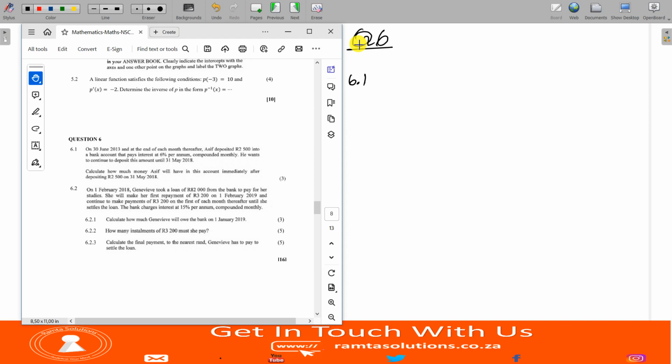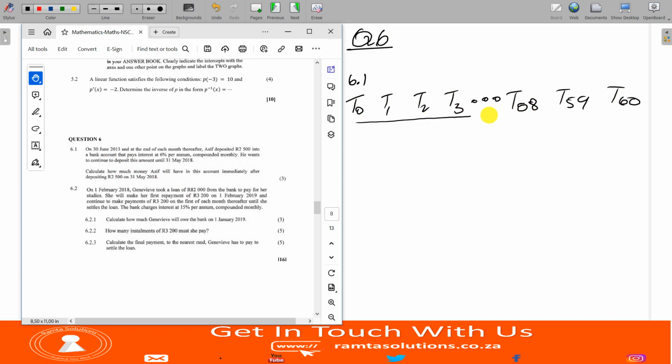As you can see, Asif's first payment is 30 June. This means he must have opened this account either on 1 June or even 31 May. So he's not making a payment immediately. The timeline for this would be T0, T1, T2, T3. From 2013 to 2018, it looks like it is 5 years, and therefore 5 times 12 is 60. So I will say 58, 59, 60.